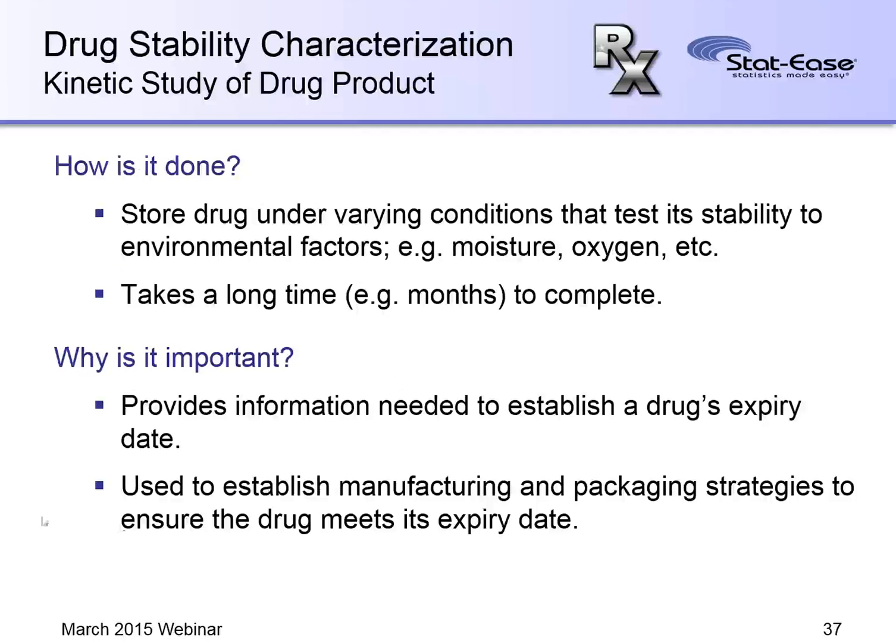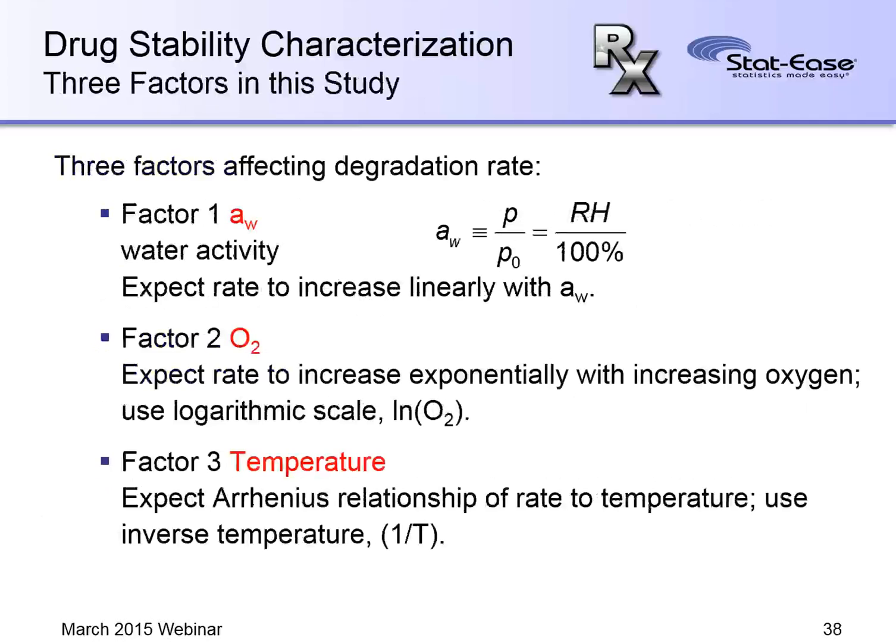We'll now go ahead and move on to our second example, which will help combine all these ideas that I talked about in the last 5 slides or so. In this particular example, I have 3 factors that I think are relevant to the drug degradation rate. The first is water activity. We expect that the drug degradation rate will increase linearly with the amount of water activity. We also consider oxygen, and we expect the rate to increase exponentially with increasing oxygen.